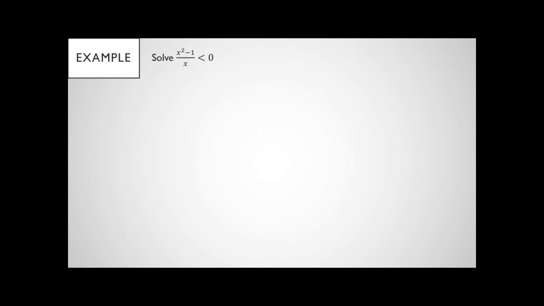I've got x squared minus 1 over x. Now here I do have to factor because I have a quadratic here. So I'm going to have to factor, and I'm going to just do that first. We want to factor.